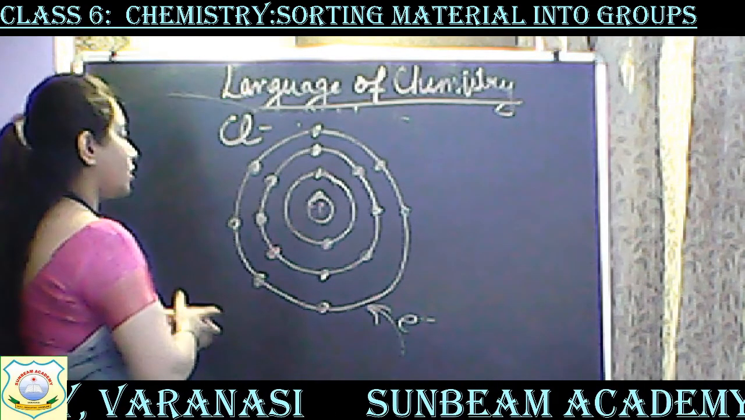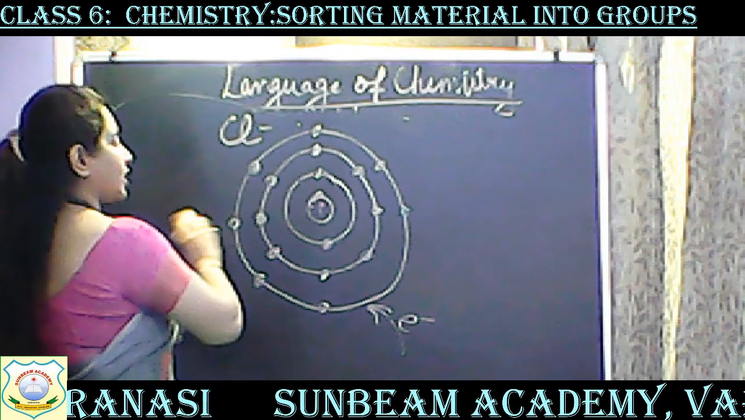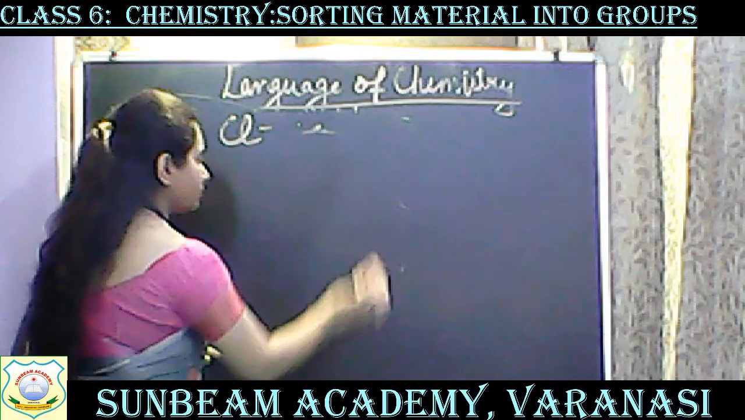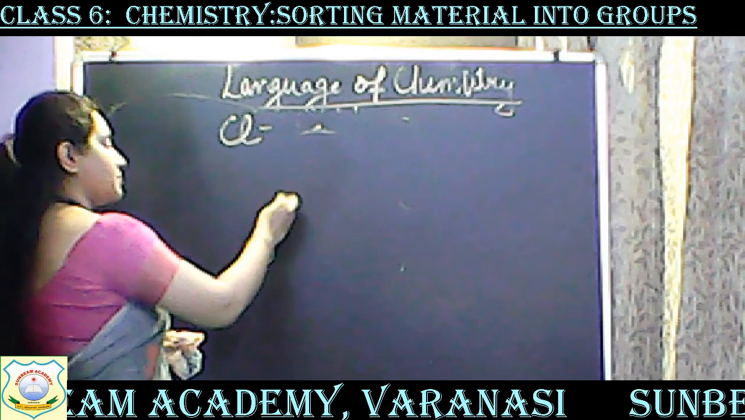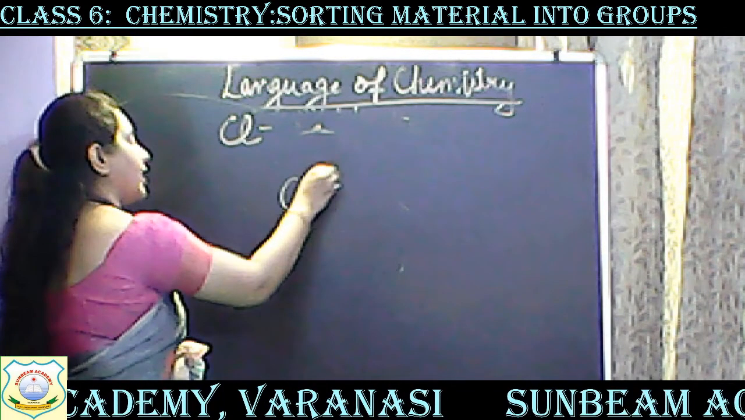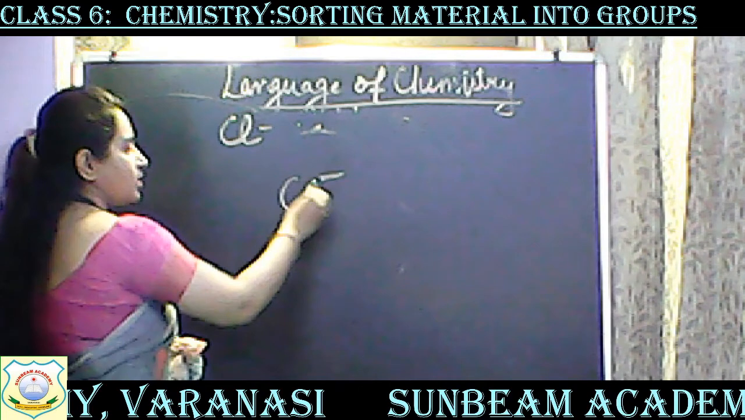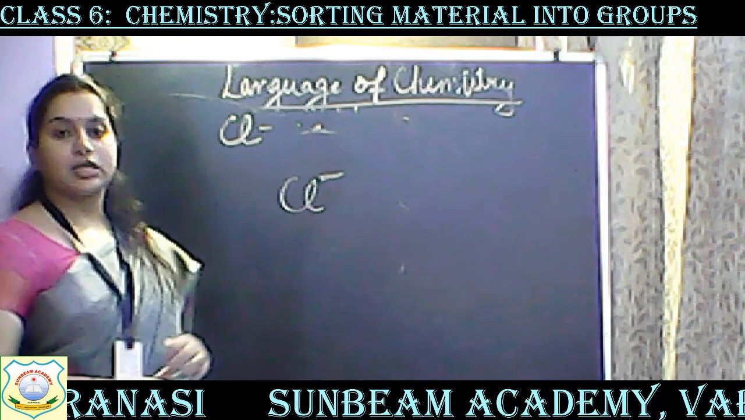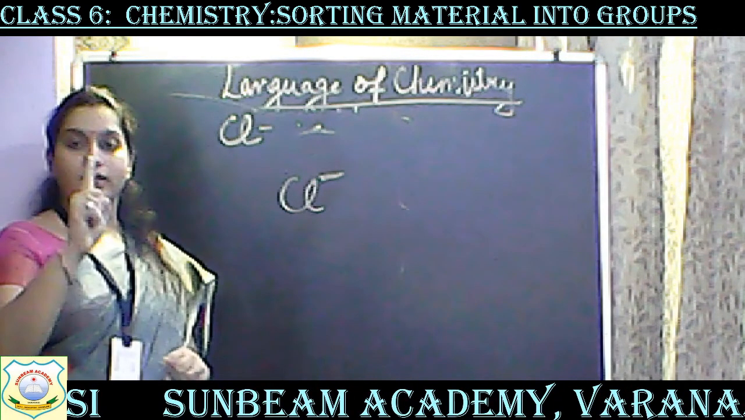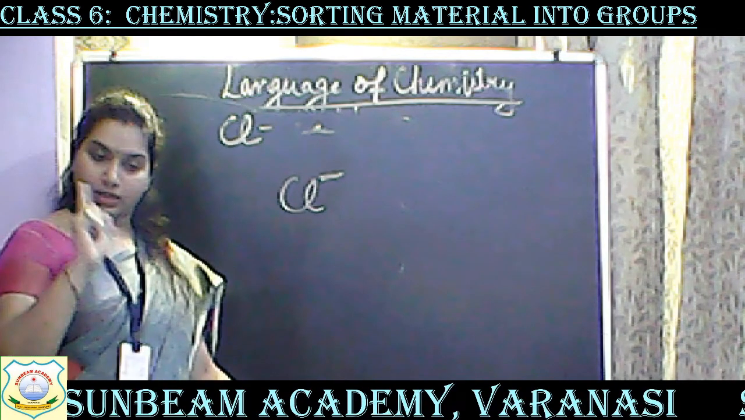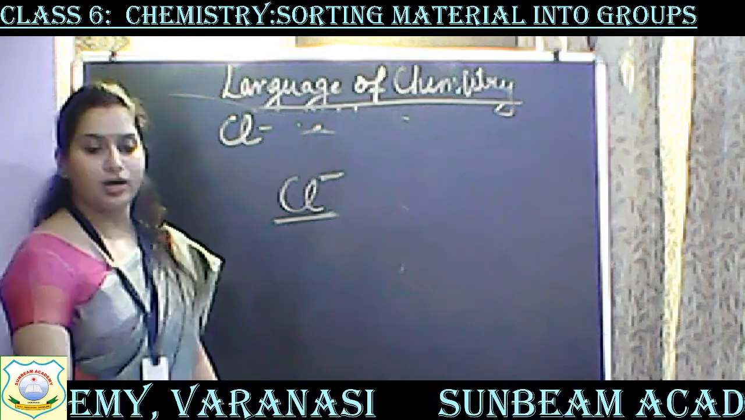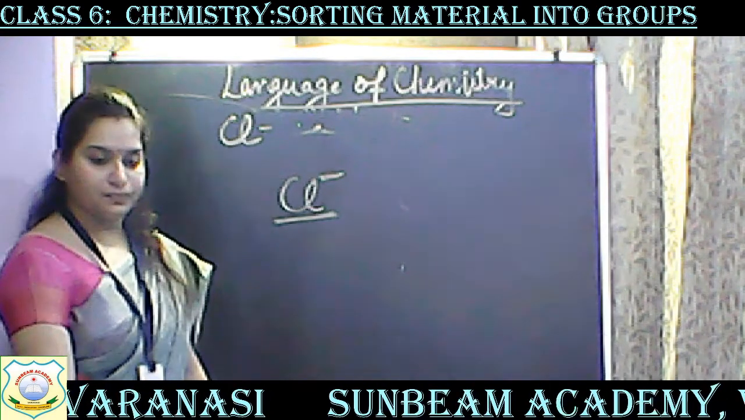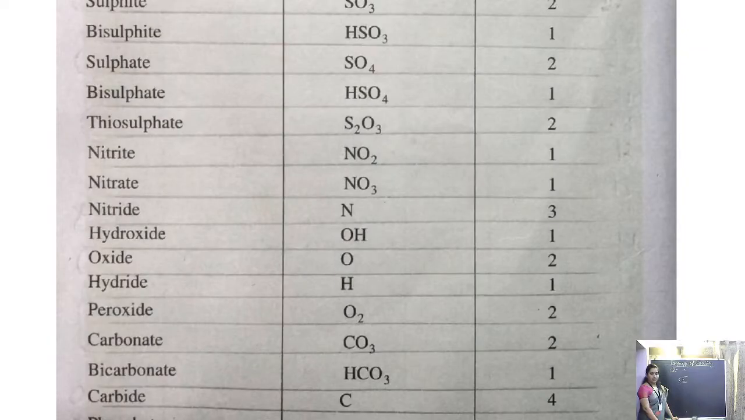So if 1 electron can be added to this chlorine, the symbol will be Cl minus. Fine. This minus is what? This minus is 1 electron. Clear? So chlorine is written as Cl minus. You can see it in your book, children. Let's go to the book.